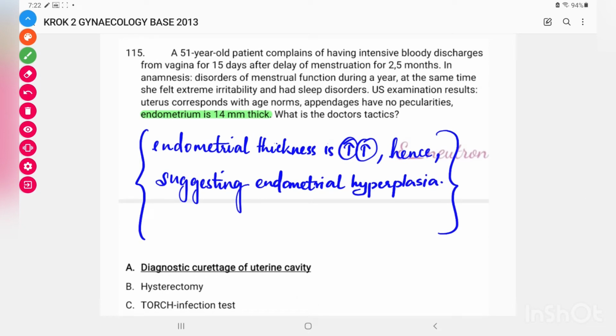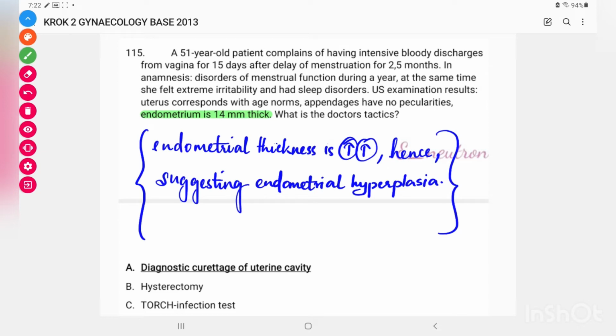Now, a 51-year-old patient complains of having intensive bloody discharges from the vagina for 15 days after a delay of menstruation for 2.5 months. In the anamnesis, there were disorders of menstrual function during a year. At the same time, she felt extreme irritability and had sleep disorders. Ultrasound examination results say that the uterus corresponds with age norms. Appendages have no particularities, but the endometrium is 14 mm thick. What is the doctor's tactic?